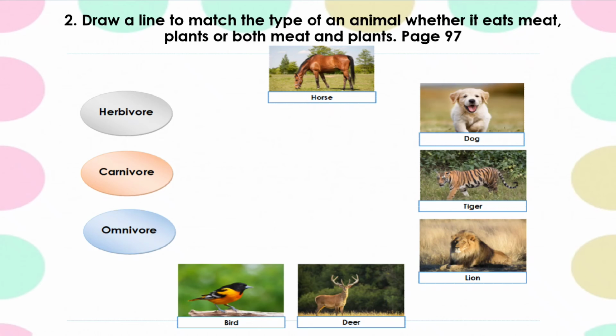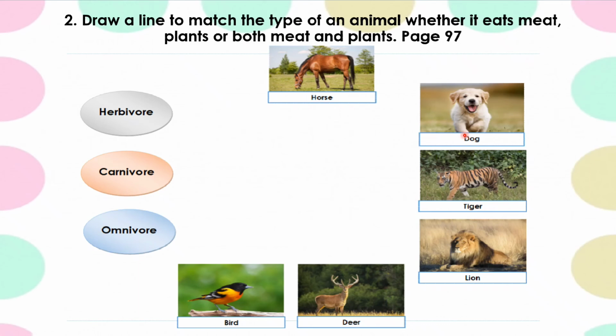That is on page 96 of your science book. For the next part, you have to draw a line to match the type of animal, whether it eats meat, plants, or both meat and plants. On page 97 of your book, for example, we have horse. Is it a herbivore, a carnivore, or an omnivore? All you have to do is draw a line to connect them.